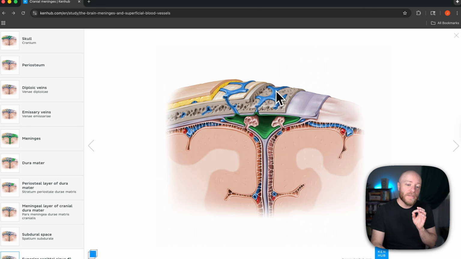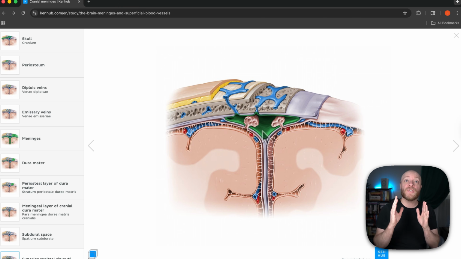And remember, the diploic veins and the emissary veins are going to drop their blood into it. It's going to deposit it into it. But it's not just that. You can even see it right here, there's something else that's also going to be placing fluid into there. We'll get to that in just a moment. But these are the veins that you can really rupture. And this is only one of the dural venous sinuses.